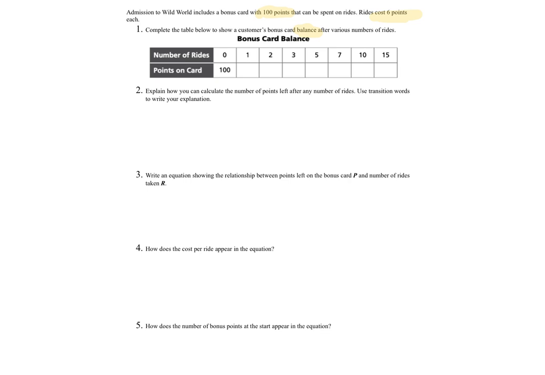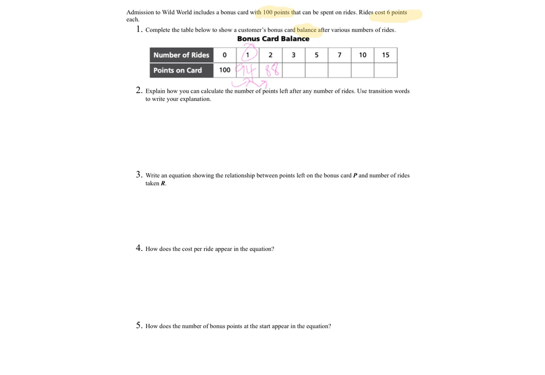So that means after every one of these, this would be minus 6. Okay, so 100 minus 6 is 94. 94 minus another 6 is going to be 88, and so on. So go ahead and fill that out.